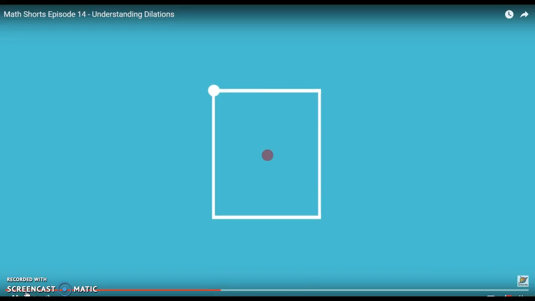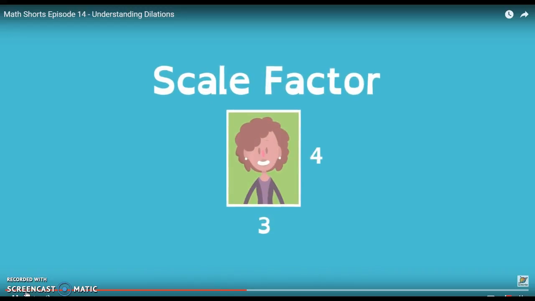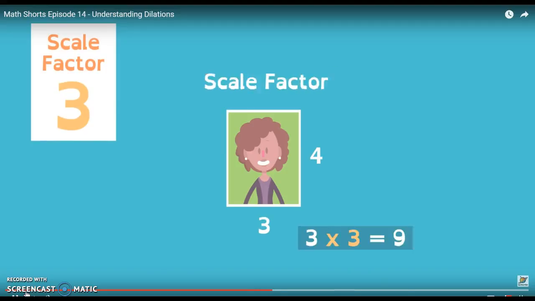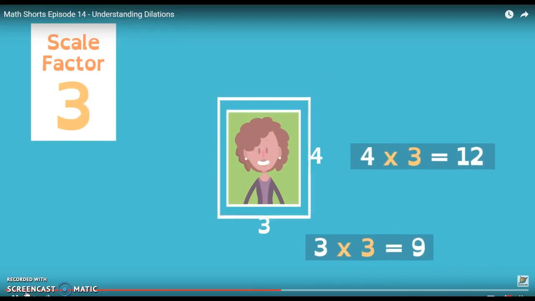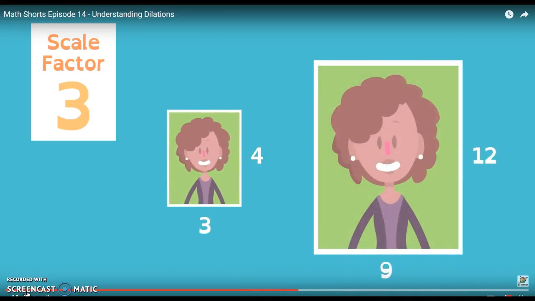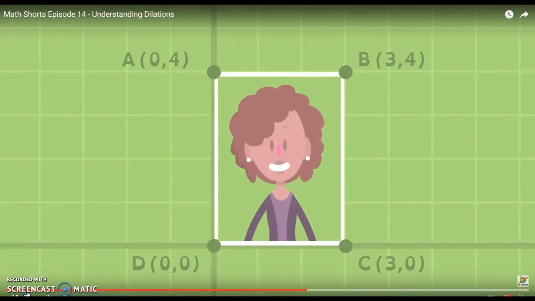The center of dilation can be anywhere in, on, or outside of the shape. Scale factor determines how a shape grows or shrinks. If the scale factor is 3, the dimensions from the center of dilation are multiplied by 3. Different sizes, same proportions, same shape. A coordinate grid can help us see how this works.